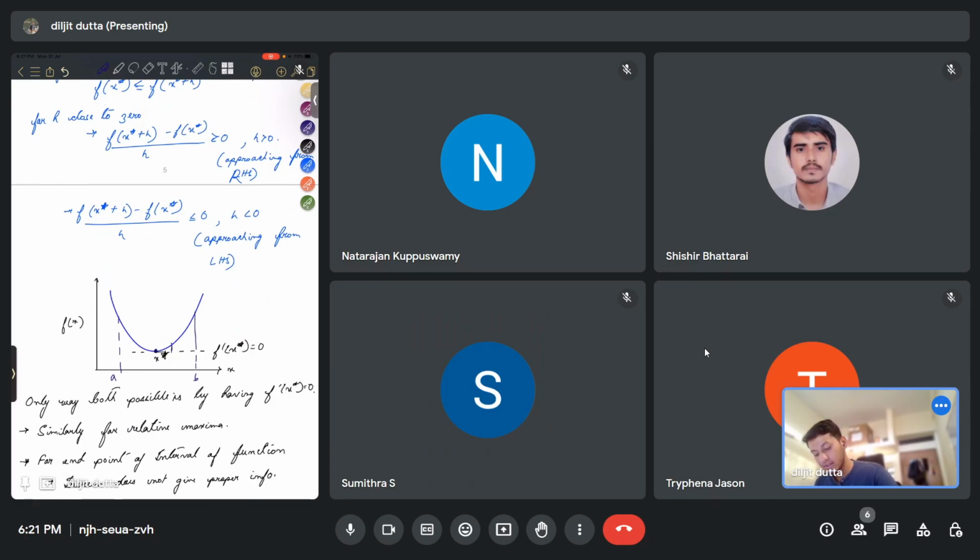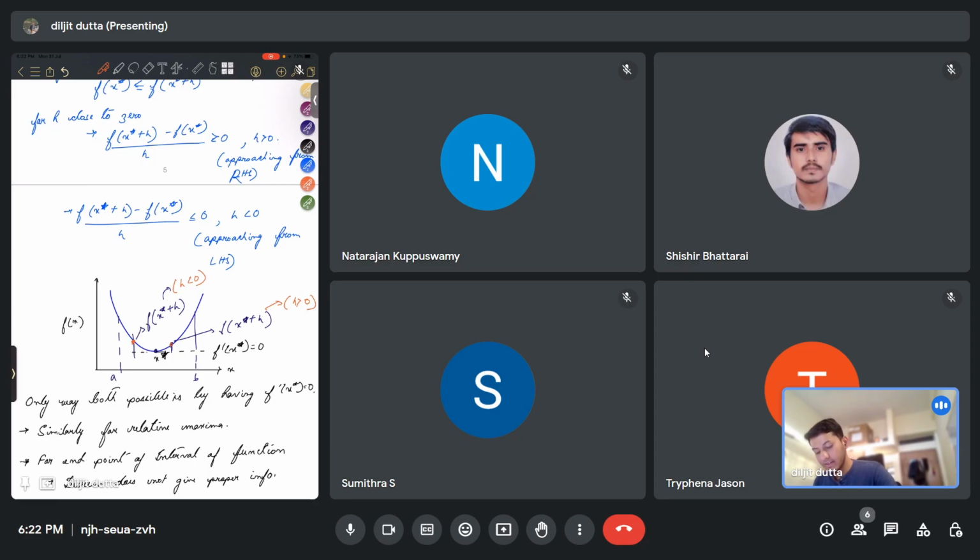So this is f of x star plus h. This is also f of x star plus h, where h is less than 0, and here h is greater than 0. These 2 points, I am magnifying it here. h tends to 0, h is very near to 0, but it can be greater than or less than 0.